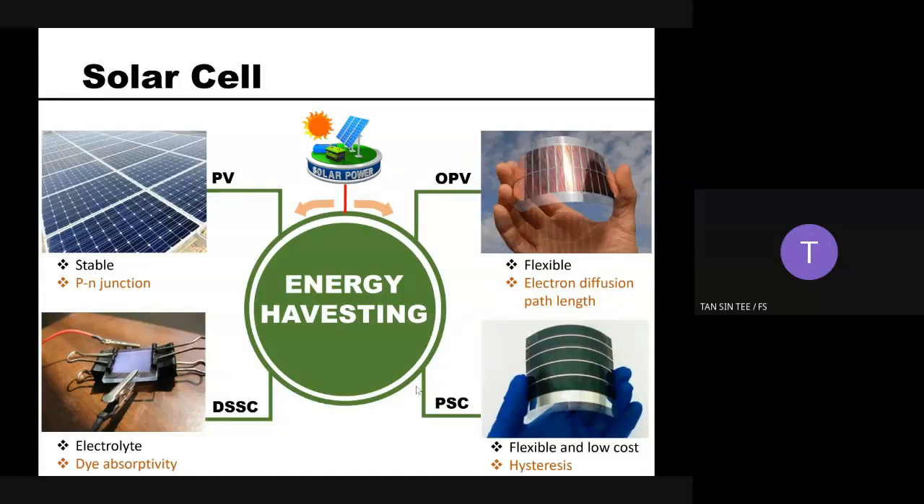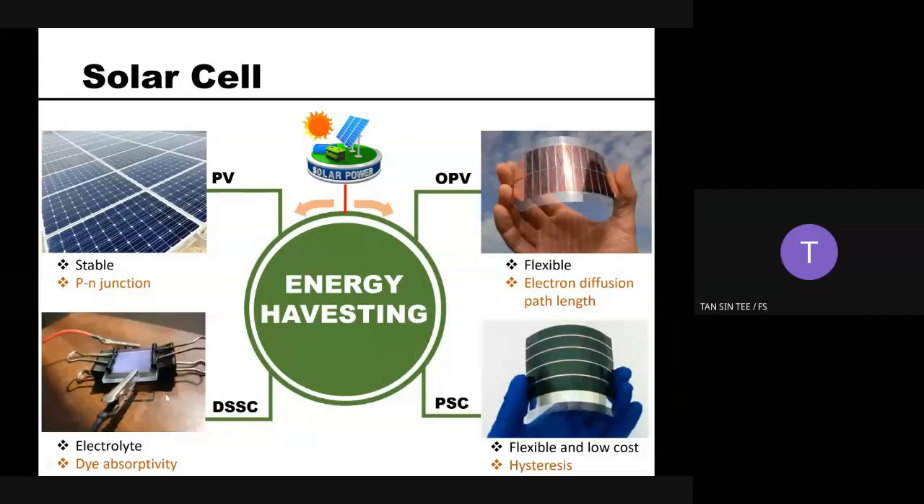Solar cells can be classified into 4 different groups. One is the silicon solar cell, which is the most stable and which you always see in solar farms. Then you have the DSSC, the second generation, which comes from the Grätzel group, applying dye molecules to improve the absorption of the signal.